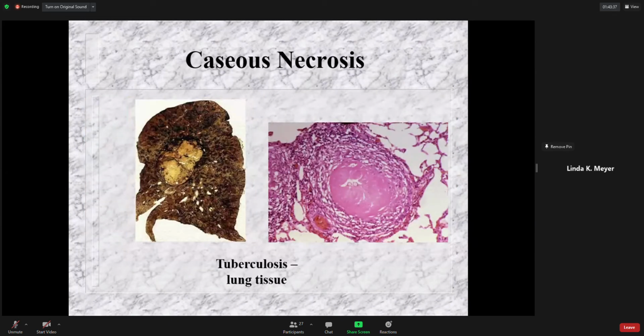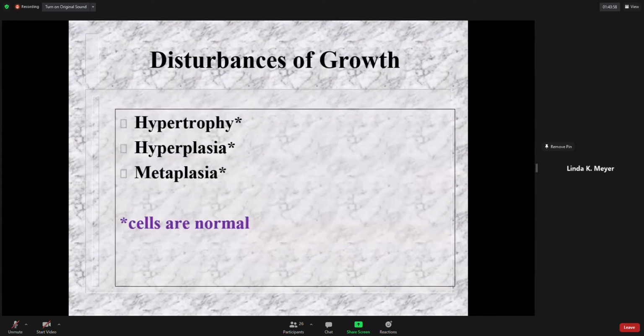Okay, and then lastly, here's an autopsy, here's the caseous necrosis of the lungs, and this type of necrosis is basically seen in tuberculosis. It's kind of special to tuberculosis, but it has that dry, cheesy, crumbly look to it. Okay, so those are the basic forms of necrosis that are defined according to the physical appearance of the dead tissue.